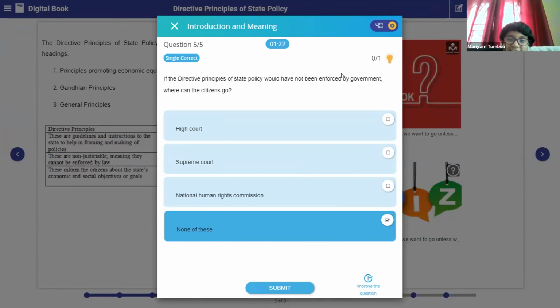Before he clicks, I want one of the children to explain to me why it is none of these. Samriddhi, 1 minute. Because when I read this question, most of the students gave me High Court and Supreme Court, okay?